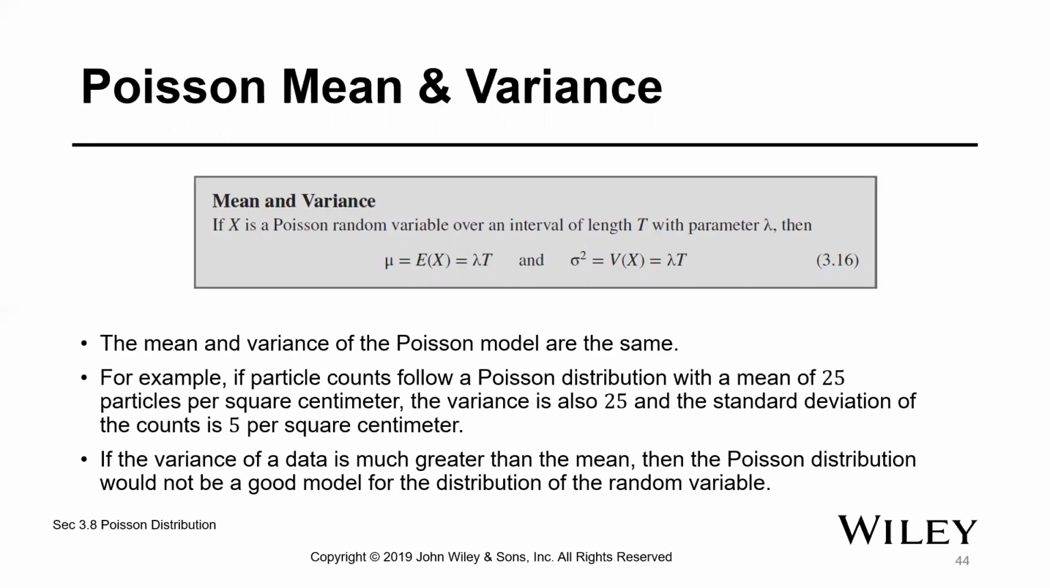Now, if the variance of the data is much greater than the mean, then it's not a Poisson distribution. Which makes sense. If I have something like this, it's more of a very bad skewed data set. So if you have a bigger variance, it's not Poisson. Are there any questions on that?